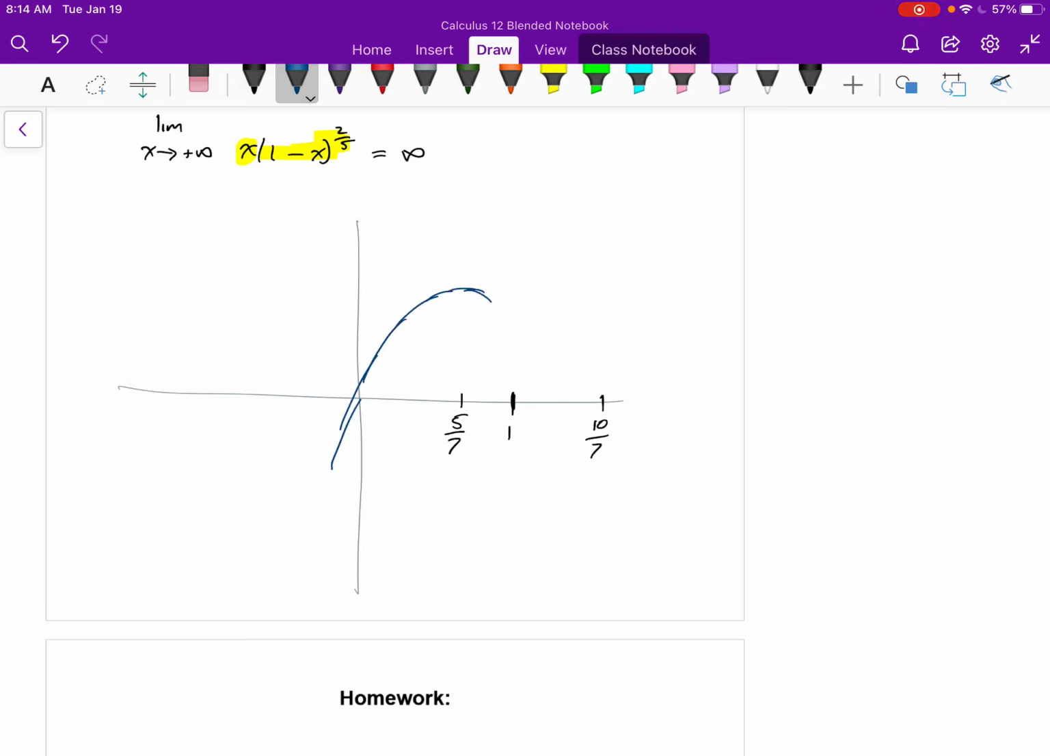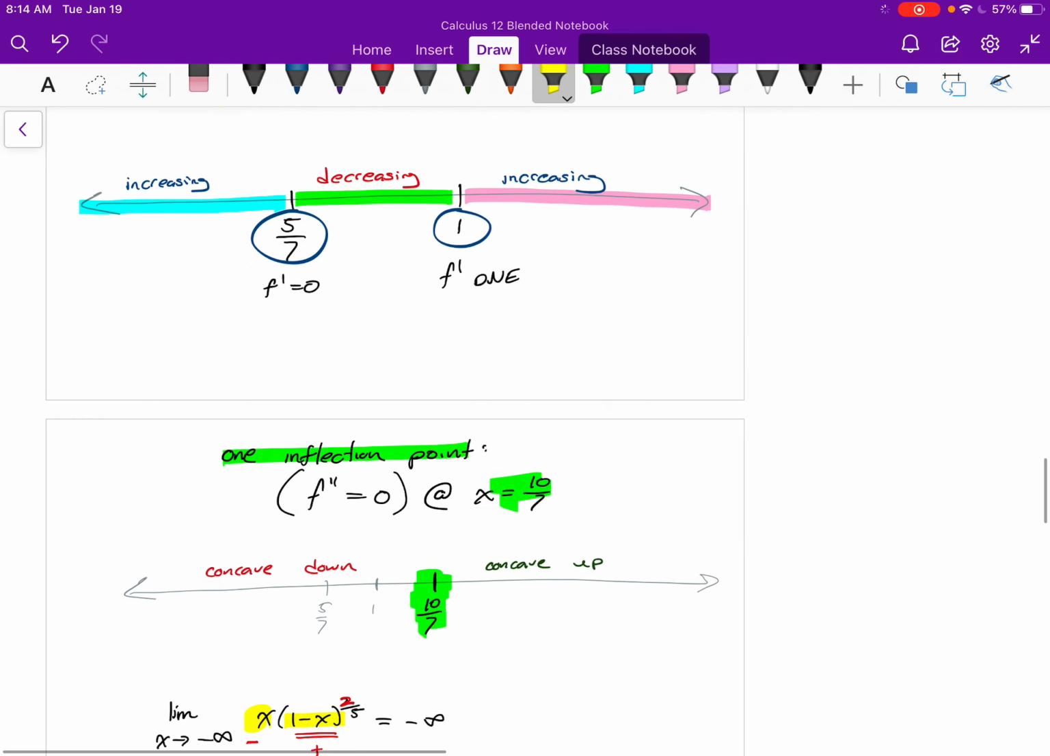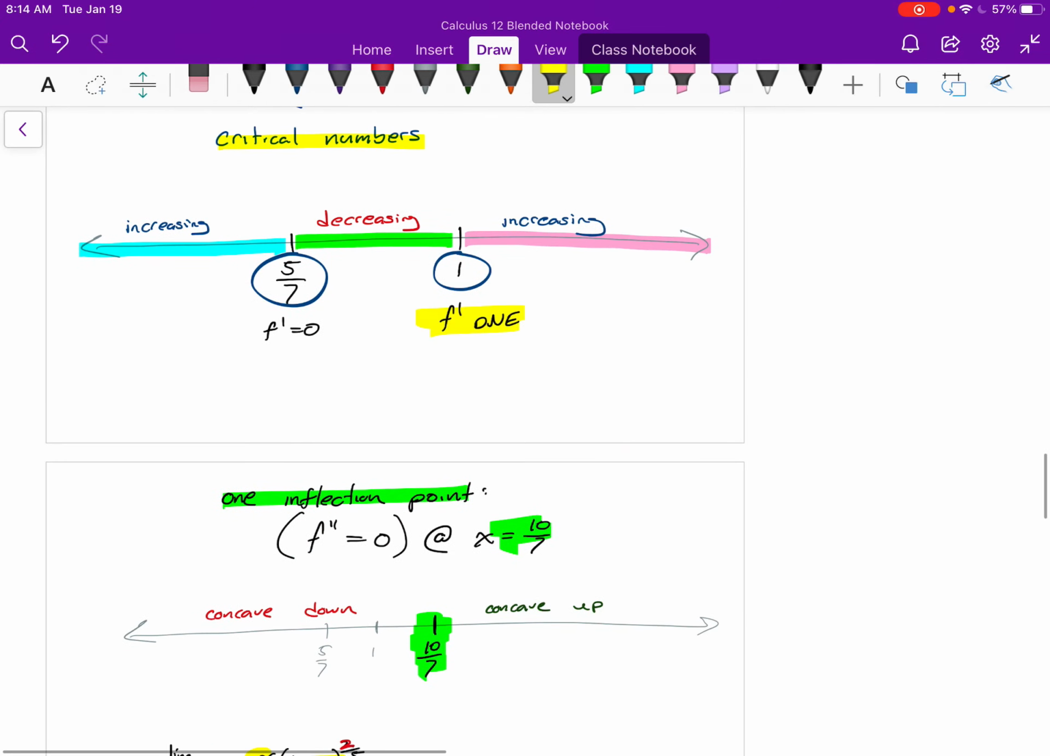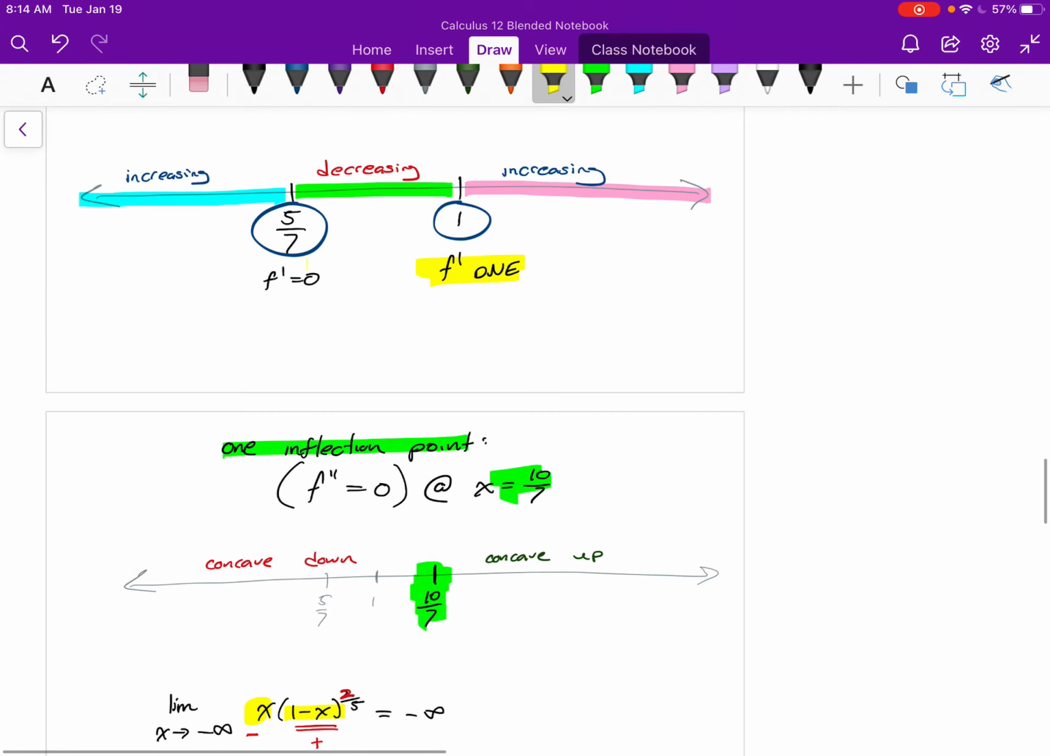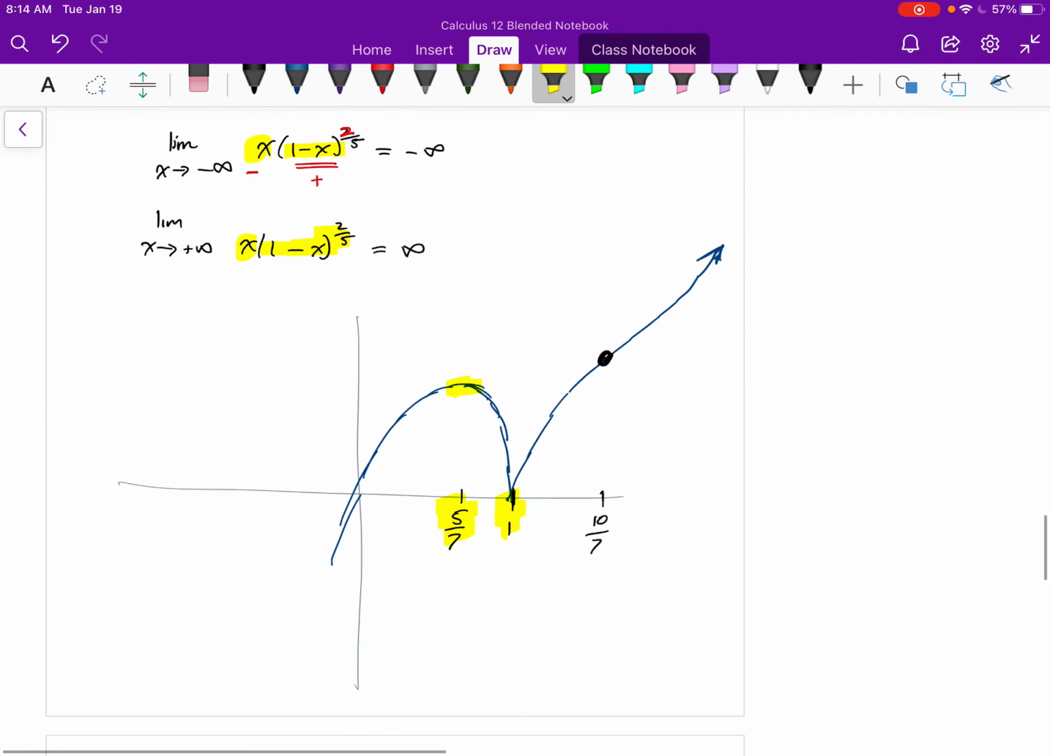So there's an inflection point. Sorry, there's a critical point there. There's a critical point here. There's an inflection point right here. Notice, if I look back up here, my function does not exist. Sorry, the first derivative does not exist at 1. That's why I drew a cusp. But my first derivative equals 0 at 5/7. That's why I drew something like this.